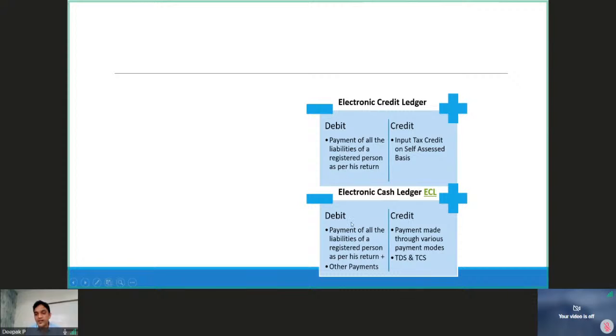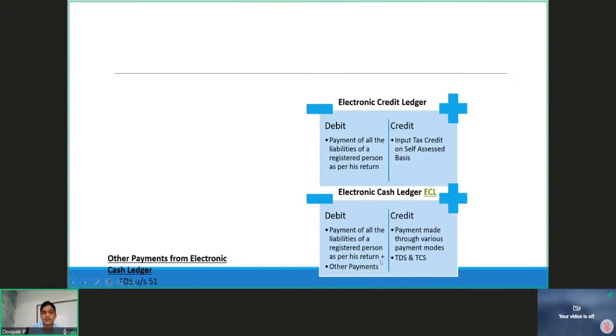Now how will the balance get reduced? Payment of liabilities as per his return. So whatever is your liability, utilize the credit first. If you don't want to utilize, don't use it. Use it from your cash. That is also possible. Generally what we will do is we will utilize the balance in the credit ledger first, offset it, then use this for any excess payment. Then you can use the electronic cash ledger for other payments also, sir.